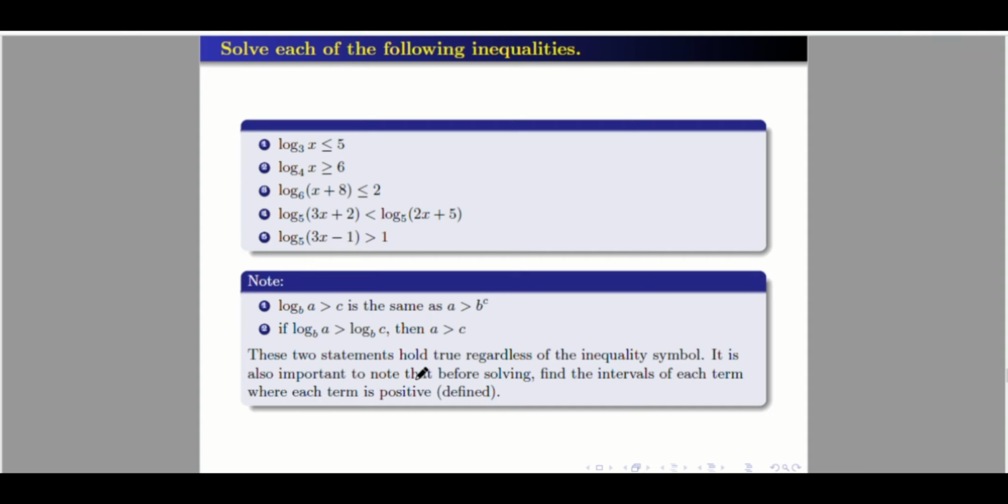Now, it is also important to note that before you solve, we must also find the intervals of each term where each term is positive or defined. Meaning, in this particular example, we must know first for what values of x log of x base 3 is defined, for what values of x log of x base 4 is defined, for what values of x log of x plus 8 base 6 is defined, for what values of x these two are defined, and for what values of x this is defined.